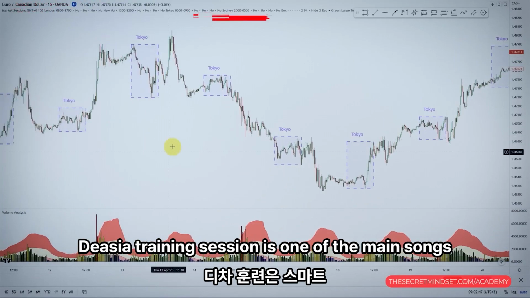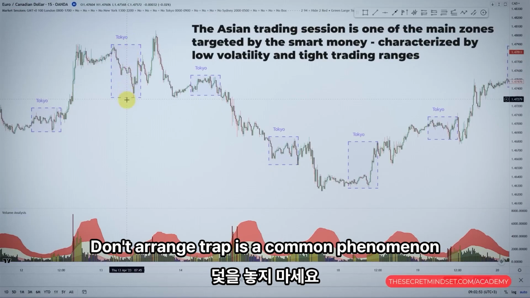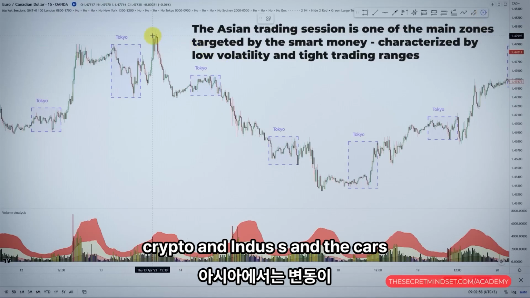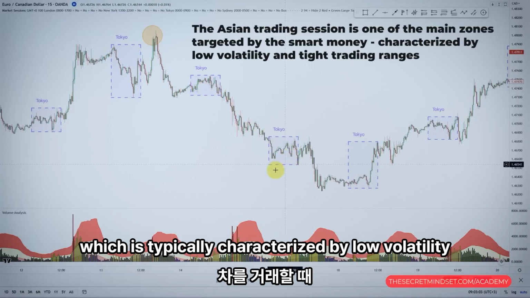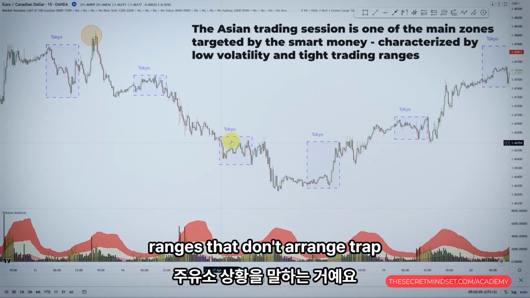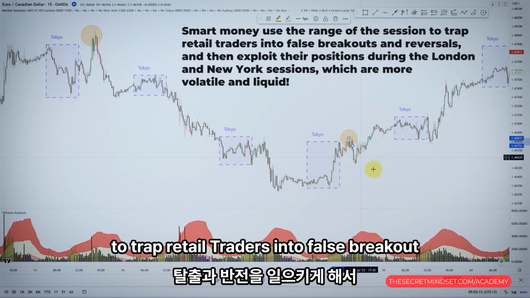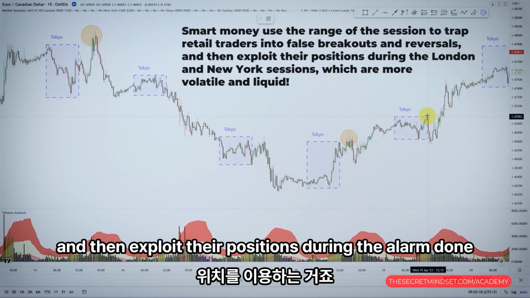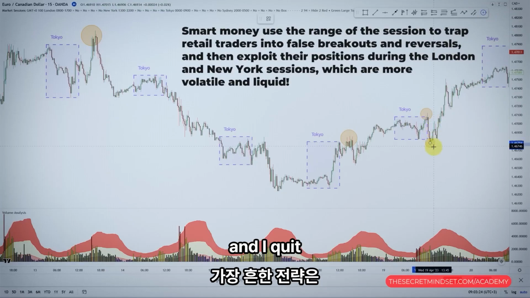The Asian trading session is one of the main zones targeted by the smart money. The Tokyo range trap is a common phenomenon if you're trading forex, crypto, and indices, and occurs during the Asian session, which is typically characterized by low volatility and tight trading ranges. The Tokyo range trap refers to the situation where smart money use the range of the session to trap retail traders into false breakouts and reversals, and then exploit their positions during the London and the New York sessions, which are more volatile and liquid.